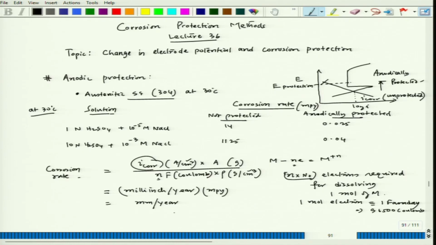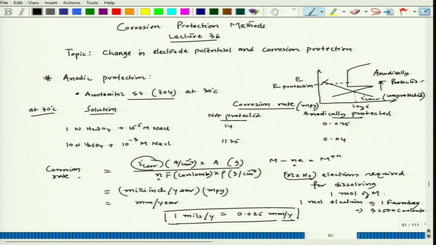Now, if we talk about 1 milli-inch or mil per year, it can be written in terms of 0.025 millimeter per year. Okay. So, this is a conversion, you can do it by putting all those conversions, you can get this.